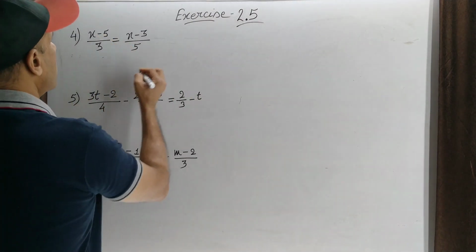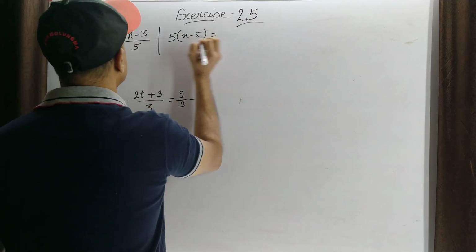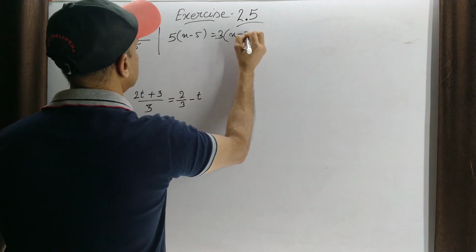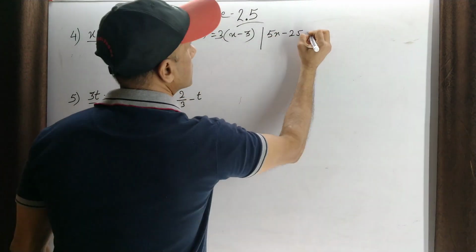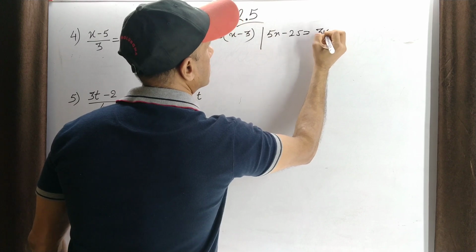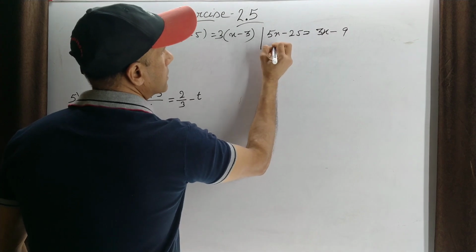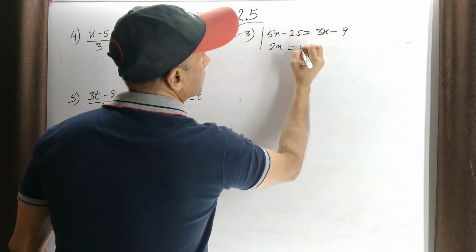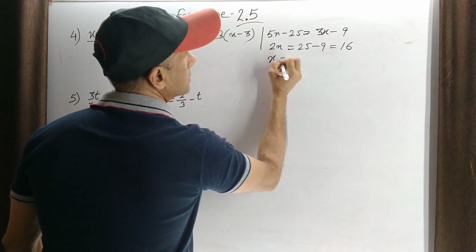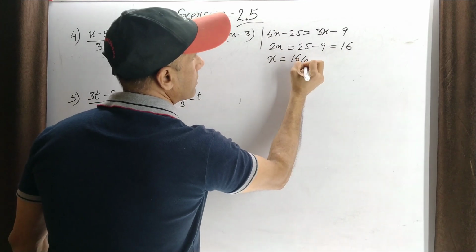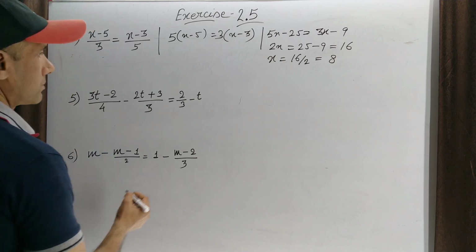We can straight away cross multiply, so we get the equation as 5 into x minus 5 is equal to 3 into x minus 3. So we get 5x minus 25 is equal to 3x minus 9. So this becomes 5 minus 3, that is 2x is equal to 25 minus 9, that is 16. So x is equal to 16 divided by 2 is equal to 8. Clear? Question number 5.